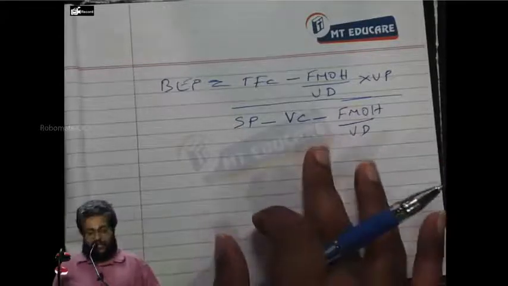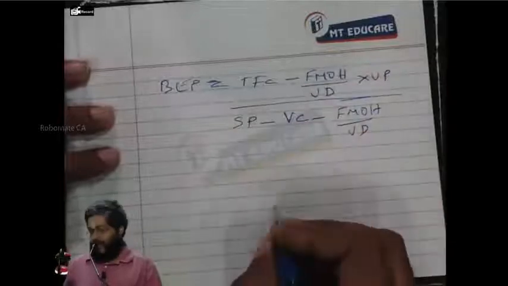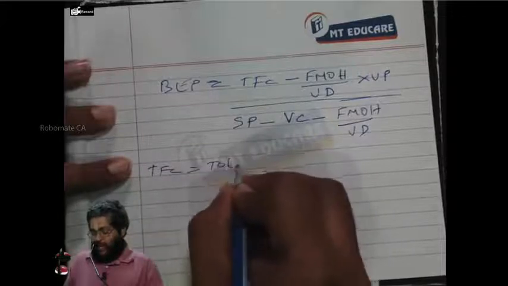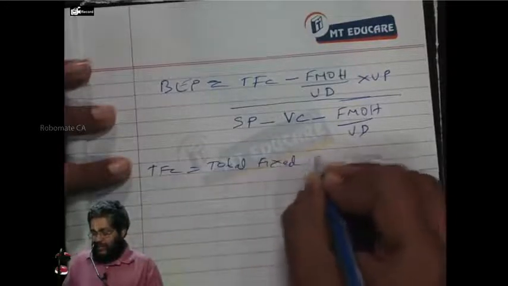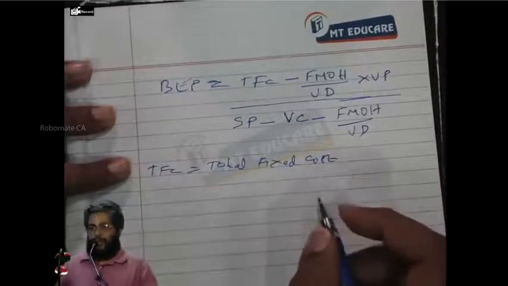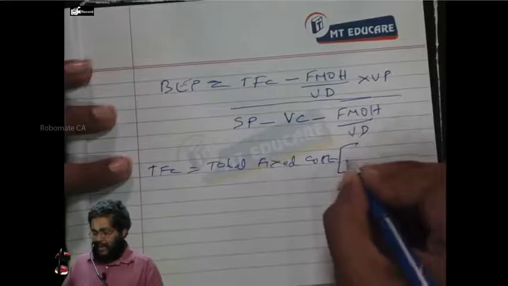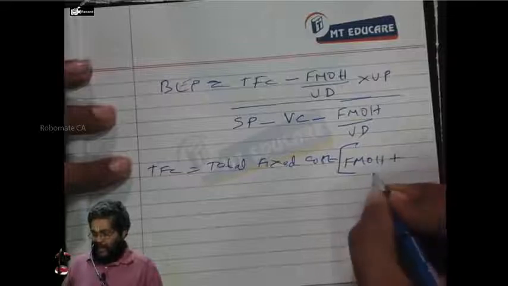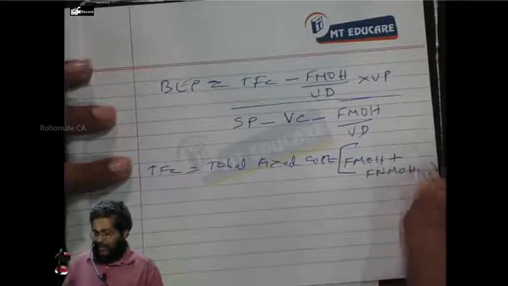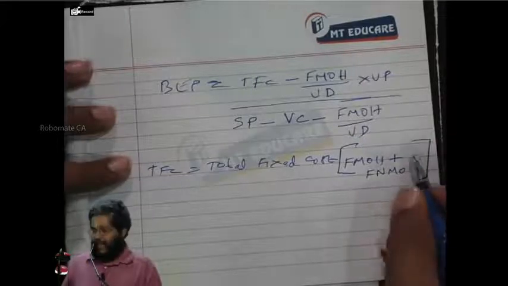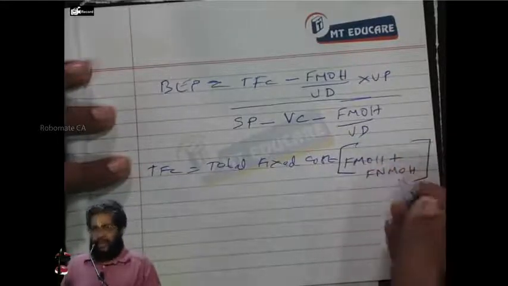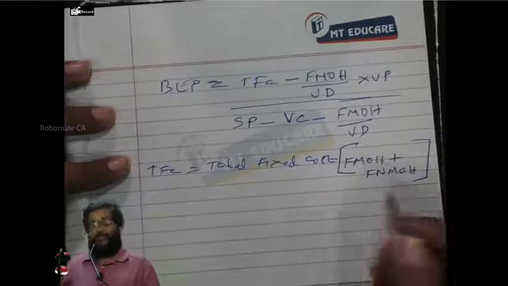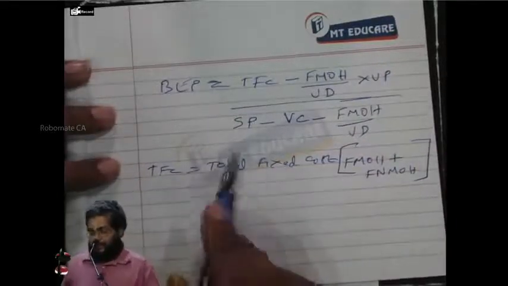Can I proceed? Do you have to explain the abbreviation or not? Where TFC is equal to total fixed cost, that is, bracket, FMOH. What is FMOH? Fixed manufacturing overheads plus FNMOH, meaning fixed non-manufacturing overheads. So if we add manufacturing as well as non-manufacturing cost, we will get the total fixed cost. Can I proceed?